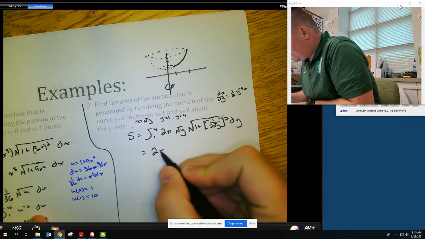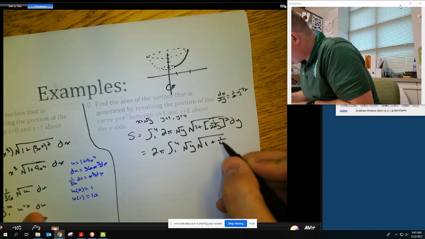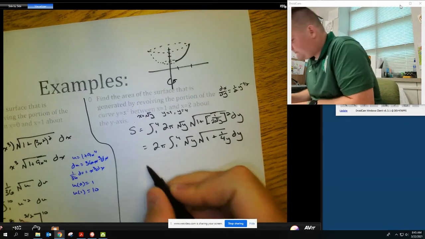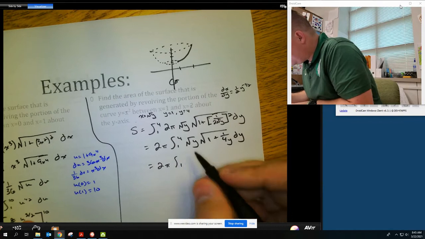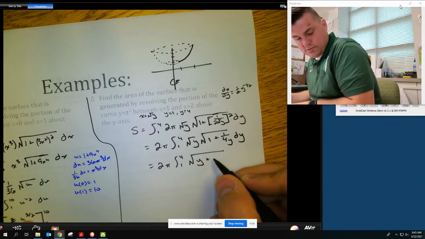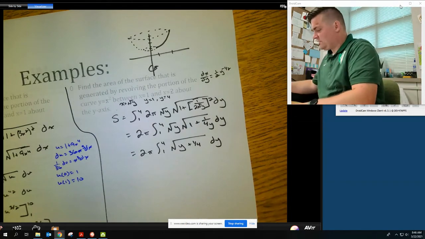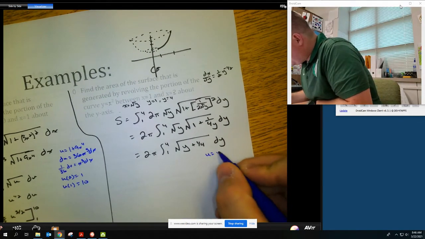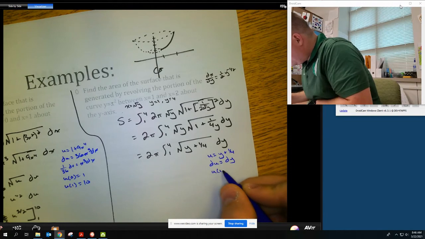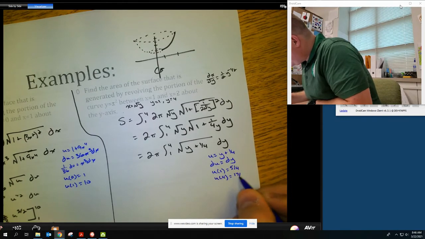So it's going to give me, if I pull the 2 pi, 1 to 4 root y square root of 1 plus 1 over 4y dy. And then I'm just going to pull this root y into there. It's going to make my integration go a little bit smoother. So it's going to give me root y plus 1/4. Okay, and then we can do a little bit of u sub here. So we're going to let u equal y plus 1/4. So du is equal to dy. So u at 1 is going to be 5/4. And then u at 4 is going to be 17/4.